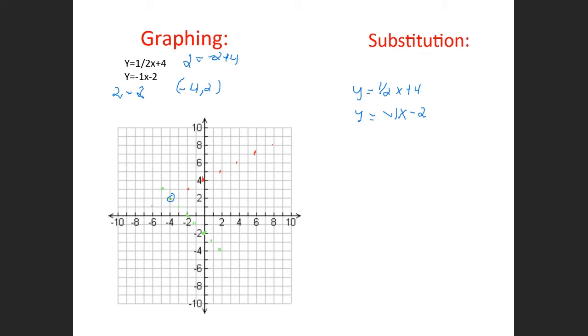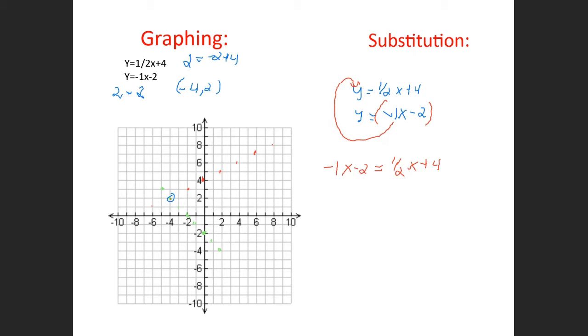Step 2 says that we must plug in what we know one of the variables is equal to into the other equation. So what that means is we know y is equal to, in this problem, and I could take either one of the equations, I know y is equal to negative 1x minus 2. So what I'm going to do is plug that into the first equation where I see y. I know what y is equal to. Y is equal to negative 1x minus 2. So I'm going to plug it in here. So I'm going to end up with negative 1x minus 2 is equal to, and then this side doesn't change, I have 1/2 x plus 4.